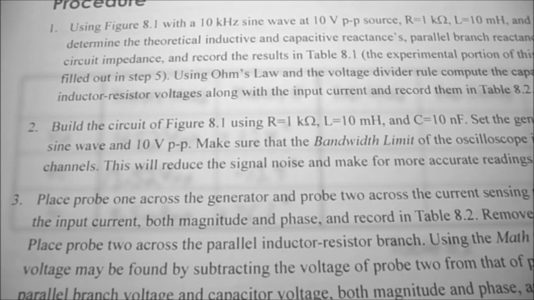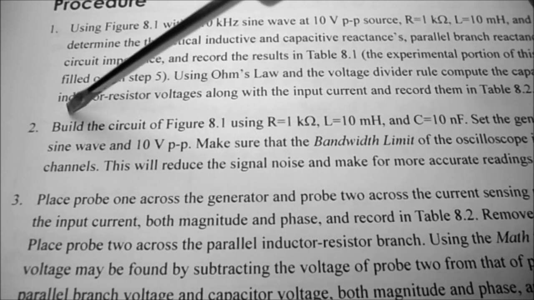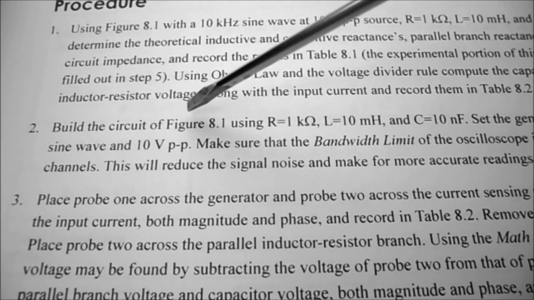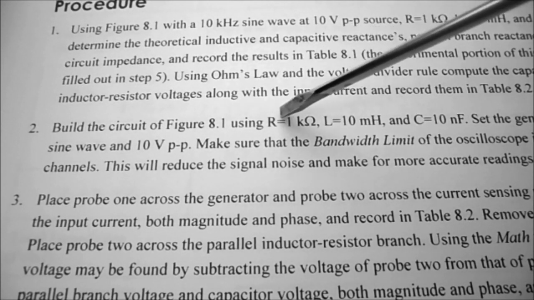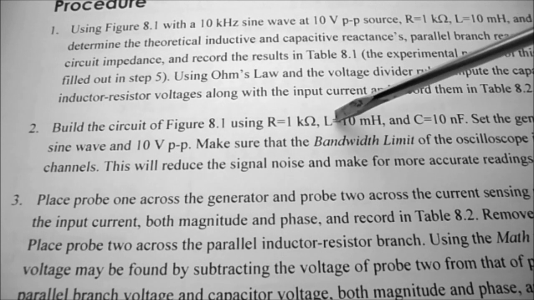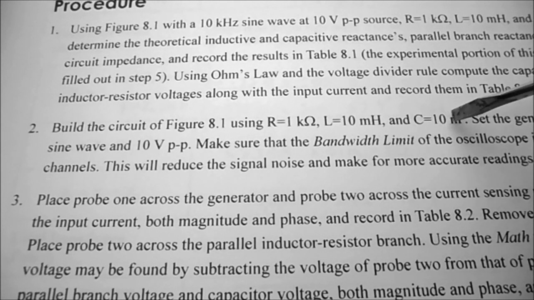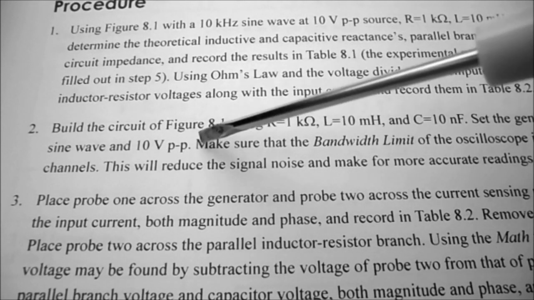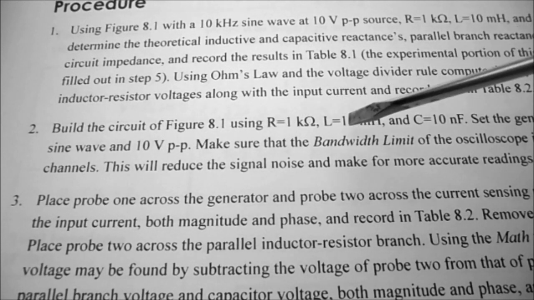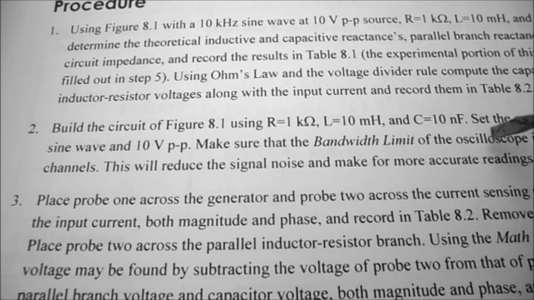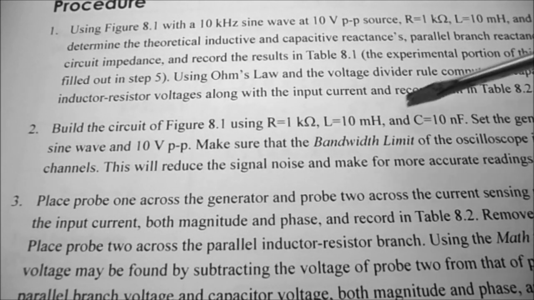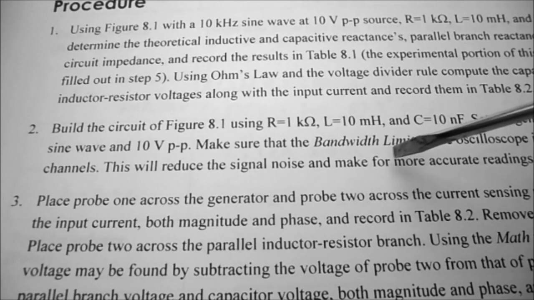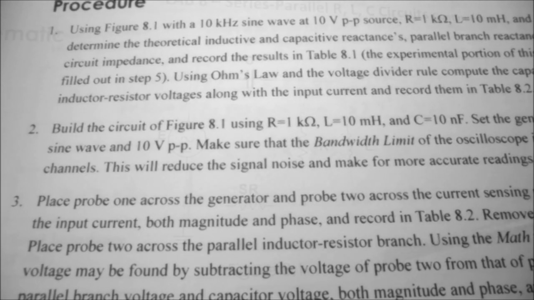So under procedure, step number 2, we're going to build the circuit of figure 8.1 using R equal to 1K, L is 10 millihenries, and C is 10 nanofarads. We're going to set the function generator to a 10 kilohertz sine wave at 10 volts peak to peak. And we're going to put the bandwidth limit on the oscilloscope just to reduce the noise and make for more accurate readings.